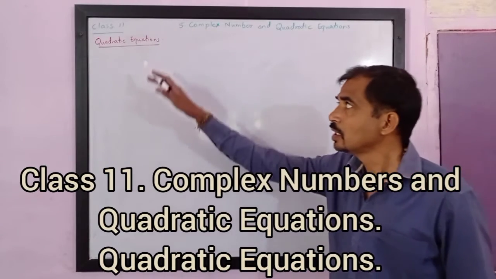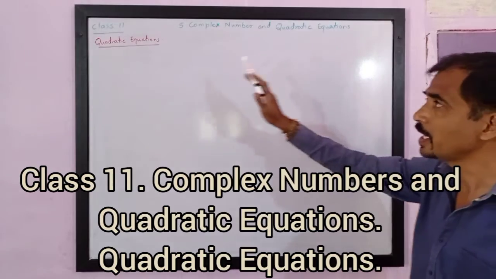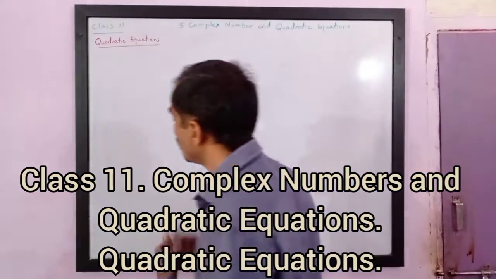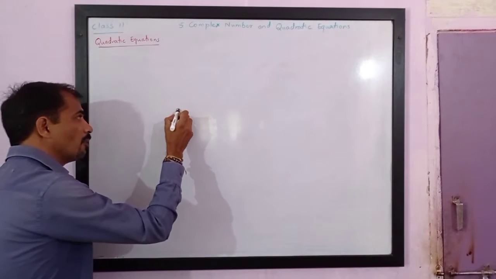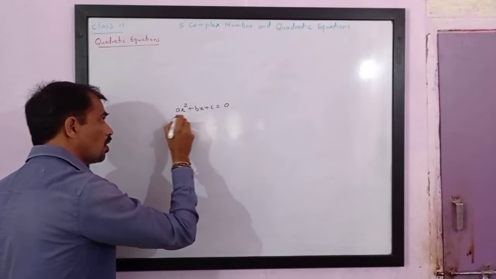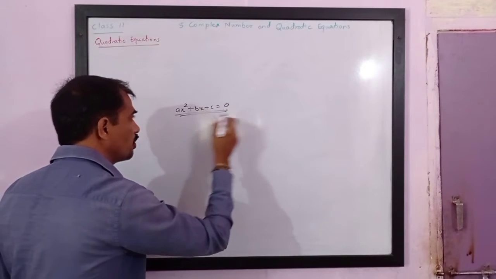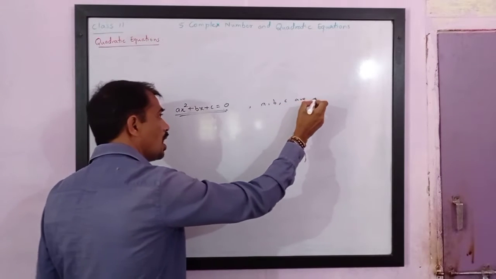Dear friends, in class 11 we are studying the 5th chapter, complex numbers and quadratic equations, and the next point is quadratic equations. Let's try to understand. We already studied that an equation written in the form ax square plus bx plus c equals 0 is called a quadratic equation. This is a quadratic equation if a, b, c are real numbers.